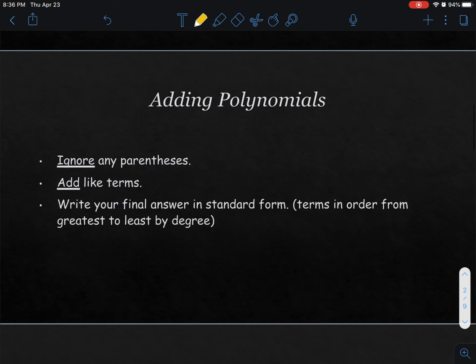Alright, so for adding polynomials, you're going to ignore any parentheses, add like terms, and then write your final answer in standard form. And remember, standard form is when your terms are in order from greatest to least by the degree. So that means you're looking at your exponents.